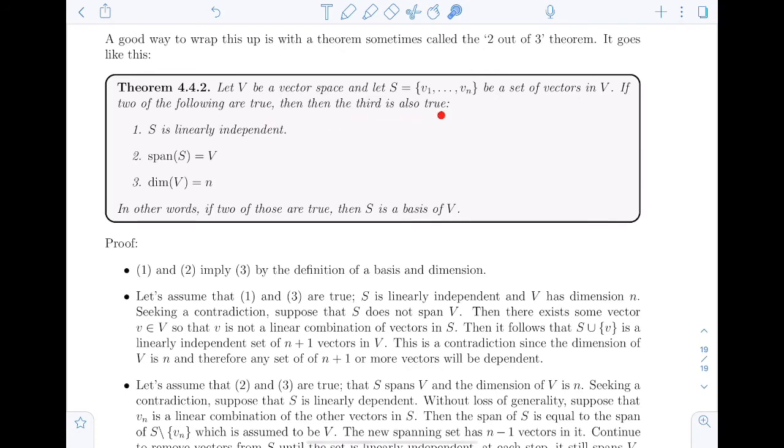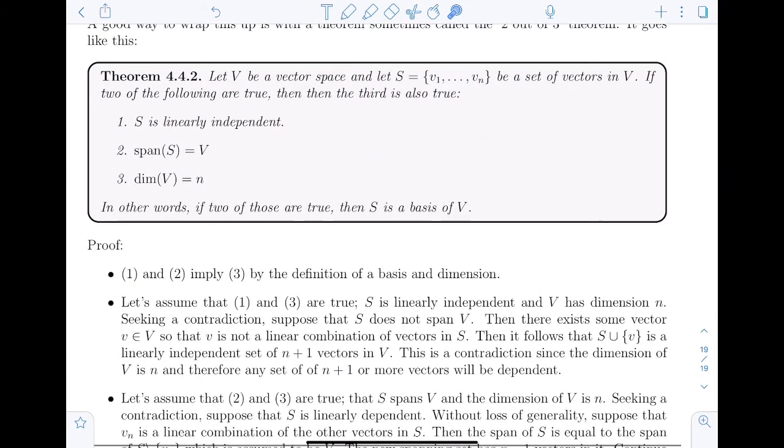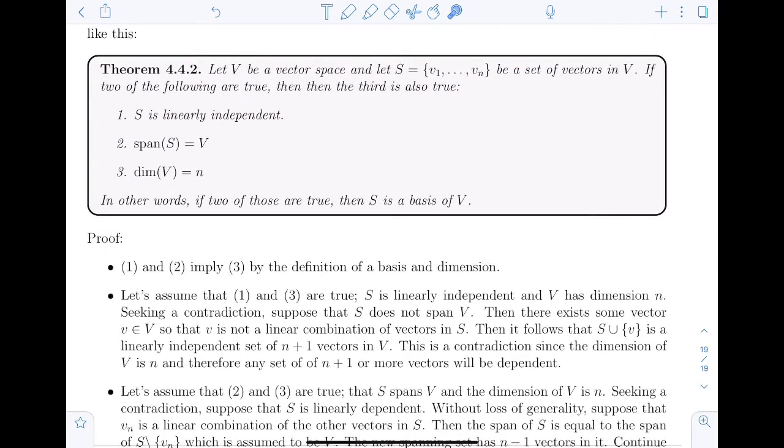Okay. Number 1, S is linearly independent. Number 2, the span of S is V. And number 3, the dimension of V is n. Okay. So if I have 2 of these, then I get the third one for free. I just want to talk through this, although I wrote the proof there if you want to think about it, but I'm just going to think kind of plainly here.